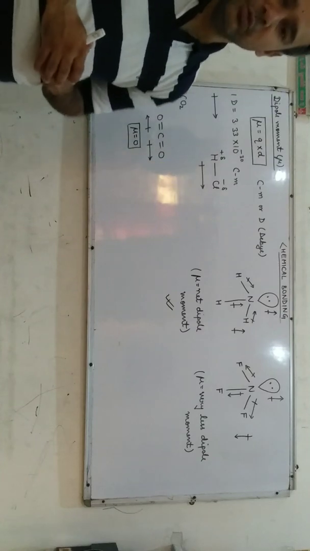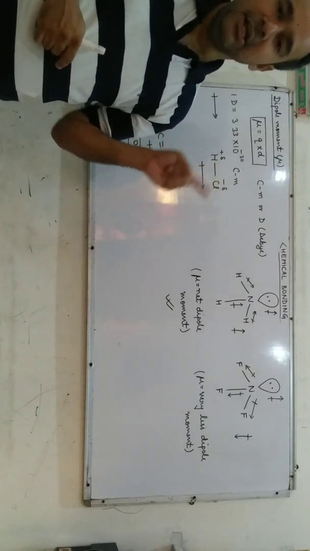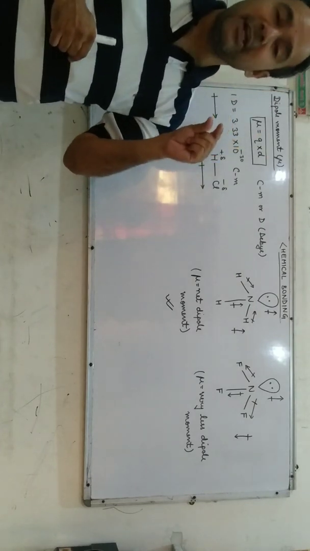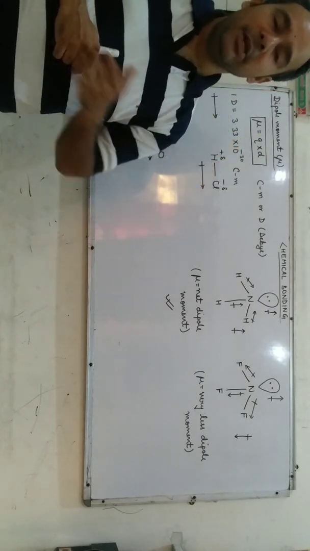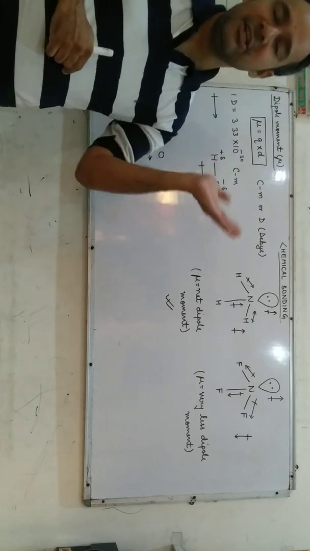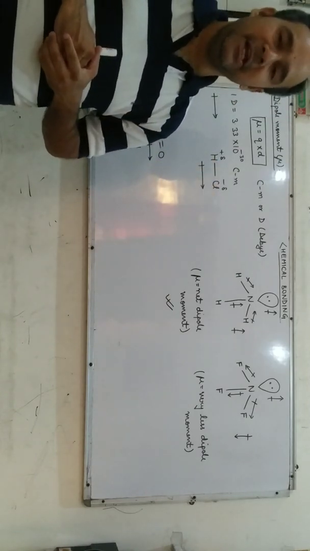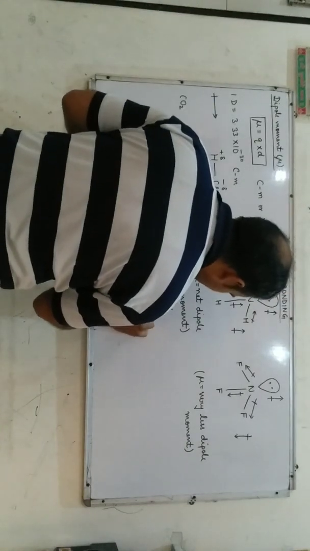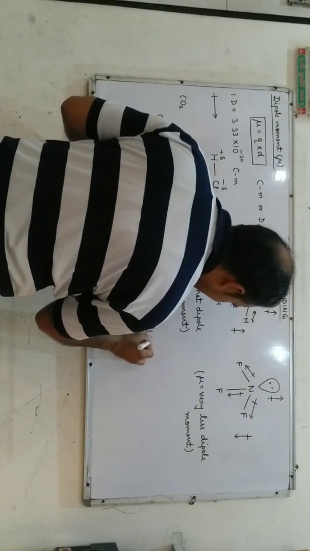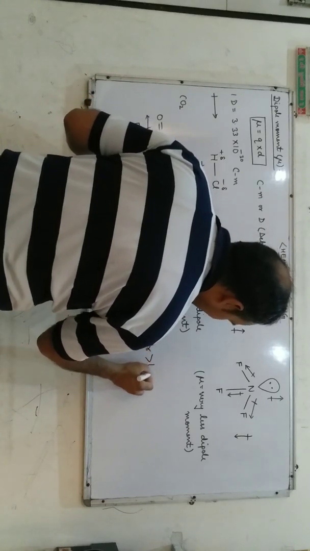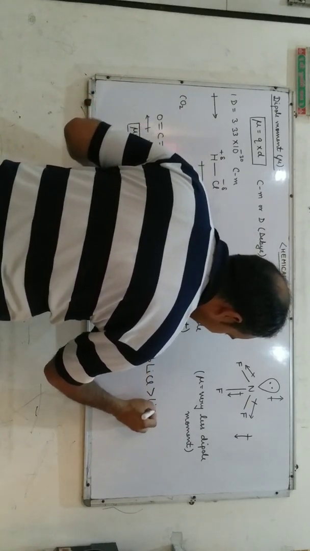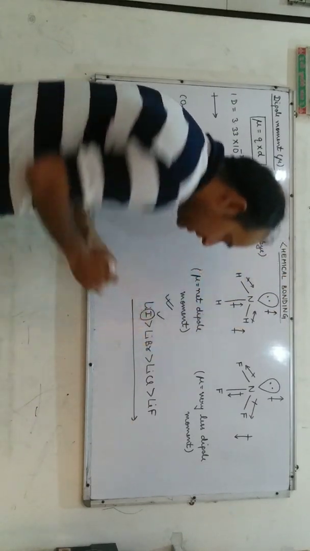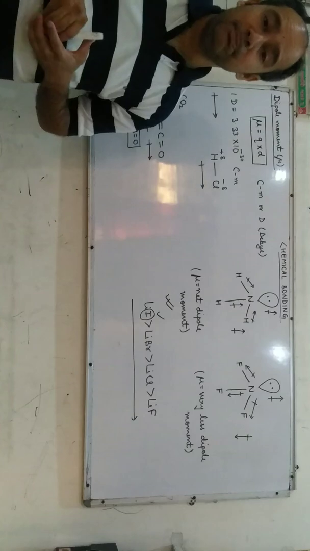Now let us discuss Fajan's rules. According to Fajan's rule, the smaller the size of the cation, the greater is the polarizing power. I repeat again, the smaller the size of the cation, the larger will be the polarizing power. Similarly, the larger the size of the anion, the more will be its polarizing power. That is why lithium iodide has more polarizing power than lithium bromide, than lithium chloride, and then lithium fluoride. Since the size of iodine is larger, it has more polarizing power.